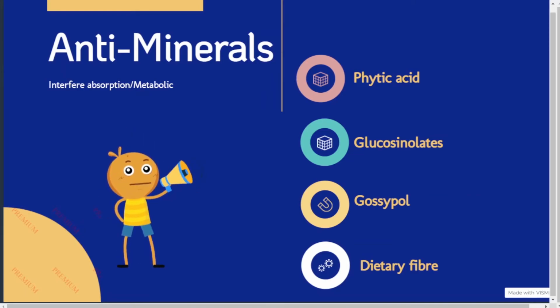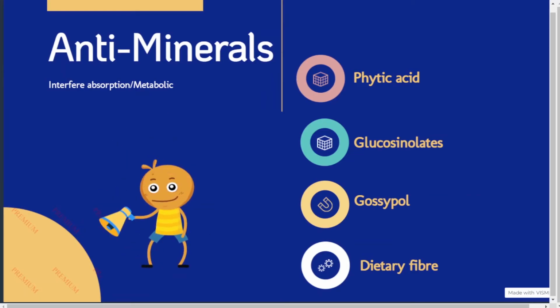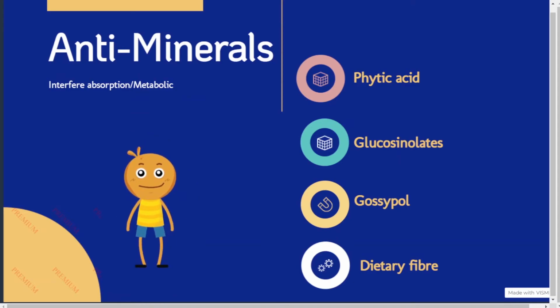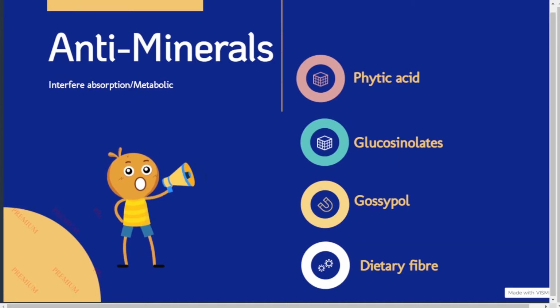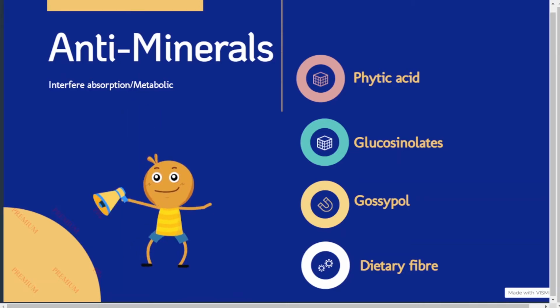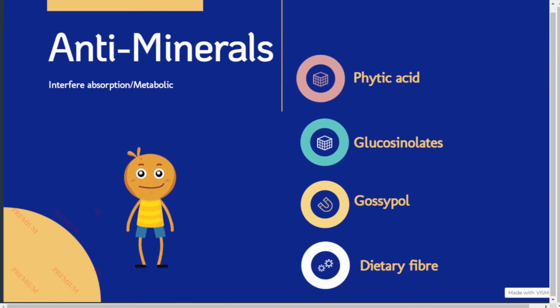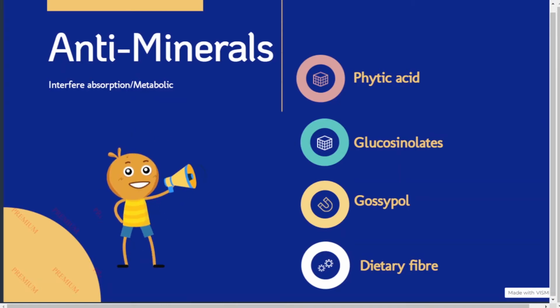Okay. Going to next, there are anti-minerals. What they do is interfere with the absorption and metabolic transformations of minerals. They act against minerals. What are those that act against minerals? Phytic acid, glucosinolates, gossypol, and dietary fiber. These all are the anti-minerals.